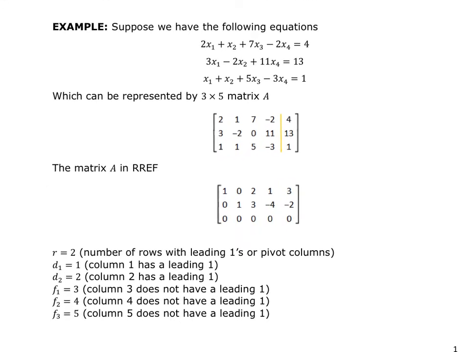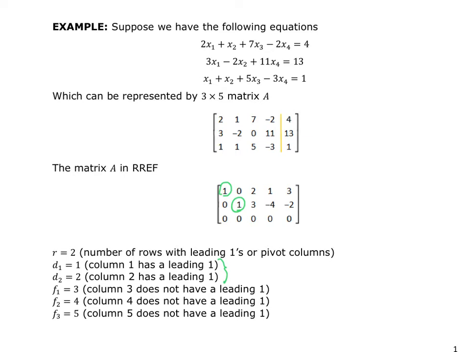So r, if we remember from yesterday's video, represents the number of rows that have leading ones, or are pivot columns. In this case, this is a pivot column, and this is a pivot column, because those are the two rows in which I have a leading one, and zeros on the left-hand side. Now, these subscripts d sub 1 and d sub 2 are column 1 and column 2. So if you remember from yesterday's, these are the representations of which columns are our pivot columns.